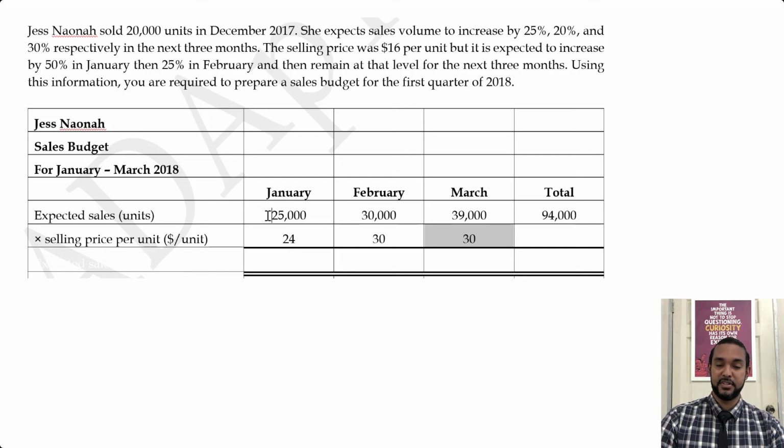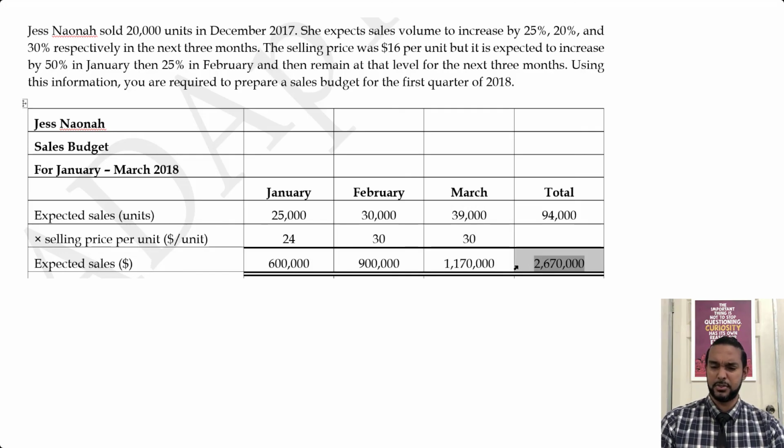And now all we have to do is multiply going down to find the total revenue in each of the months. So for January, 25,000 by 24 is 600. For February, 30,000 by 30 is 900. For March, 39 by 30 is 1.17 million. And we get a grand total by going across for a little more than 2.5 million there.